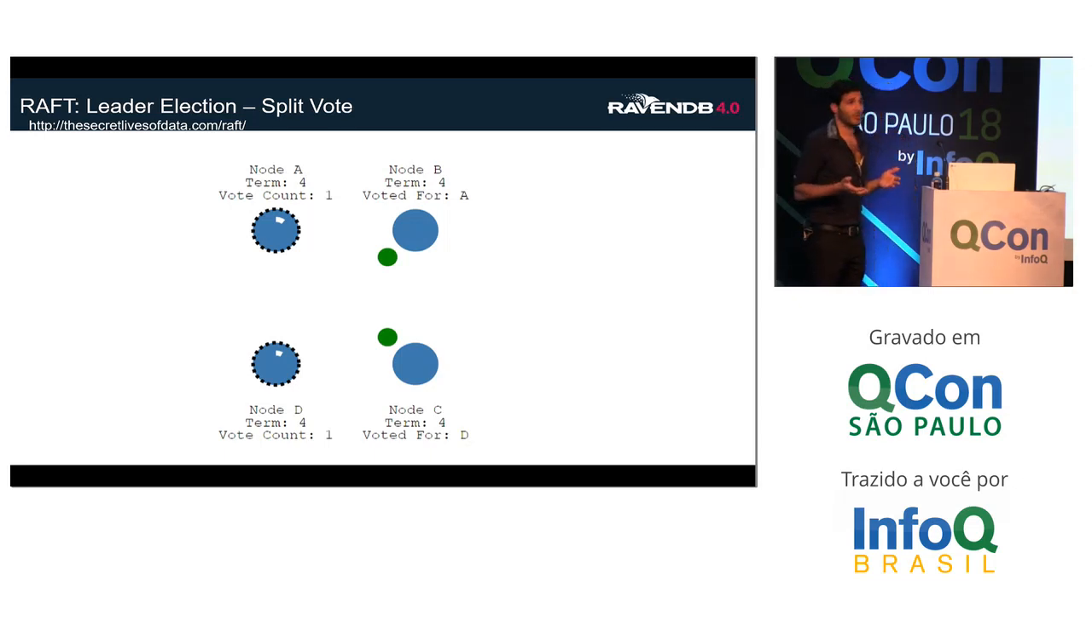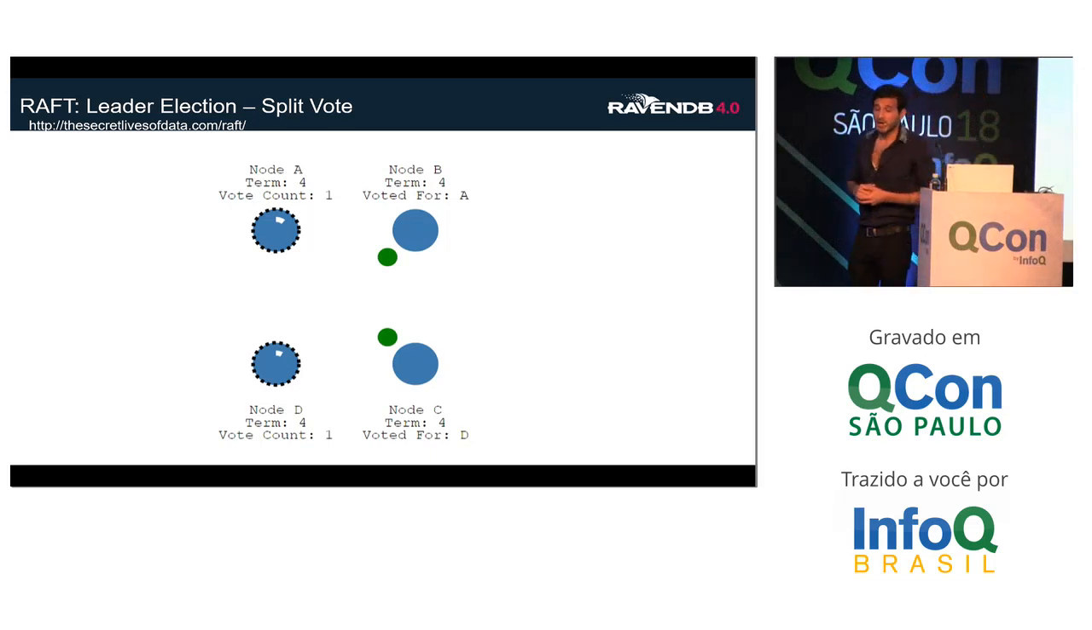It's like real life. When you go to vote for a new president or a new mayor in your city, and you already voted, and suddenly the other candidate comes to your house and says, hey, please vote for me, you say to him, I'm sorry, I already voted for this period of time. So what will happen here is that node A and node D won't get the majority of the nodes inside the cluster, because they need 2 votes beside their own to become the leader. So what will happen then?